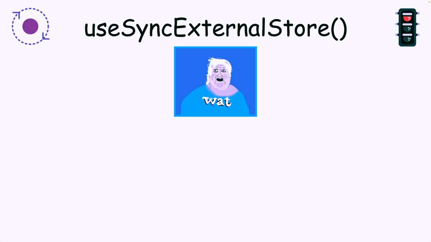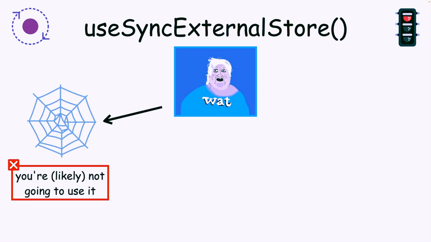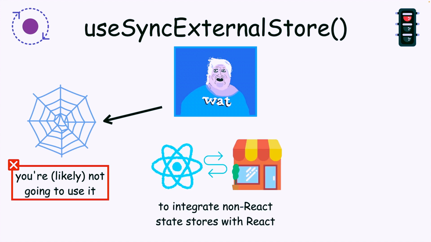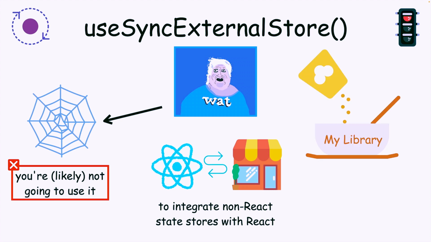A state hook you might not have heard of, however, is useSyncExternalStore. This is one of those hooks you're likely not going to use at all. It's primarily used to add non-React state stores into React components, which means you're not going to need it unless you want to make your own state management library from scratch.